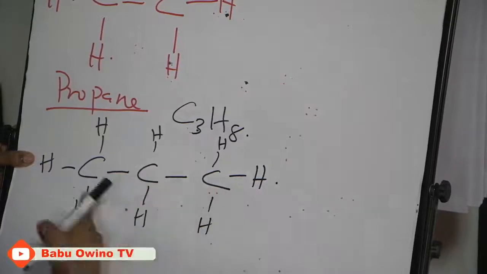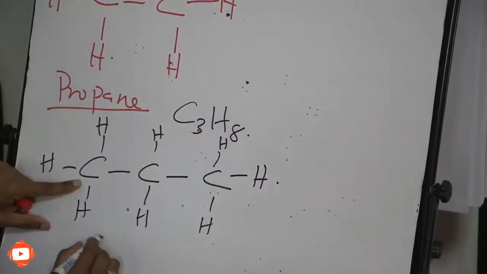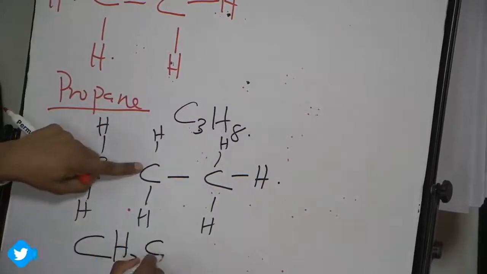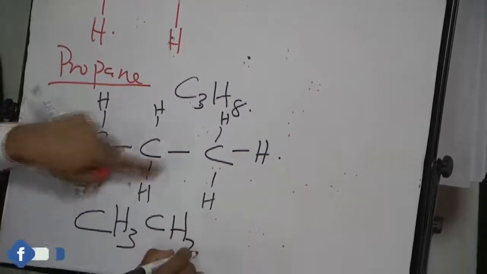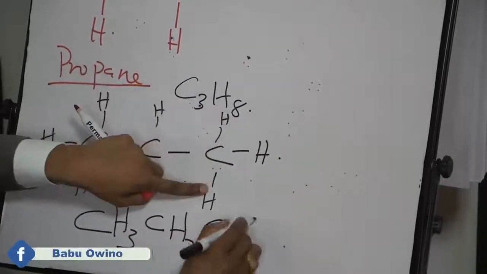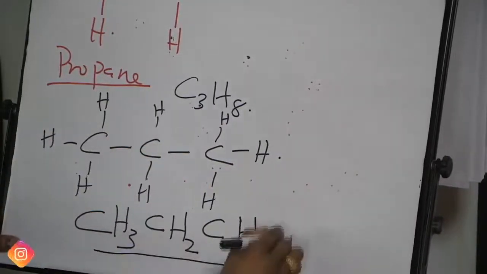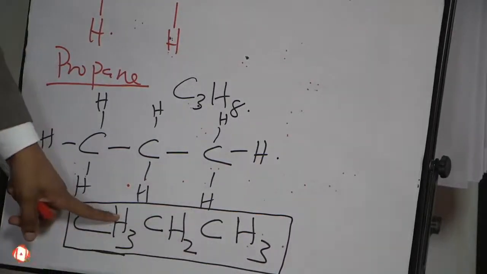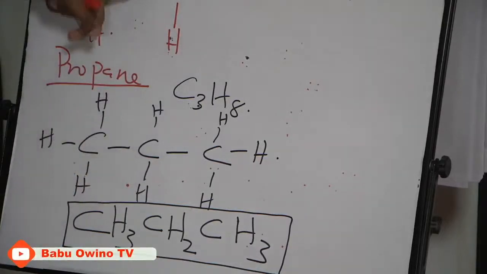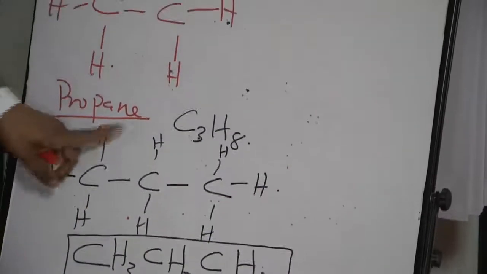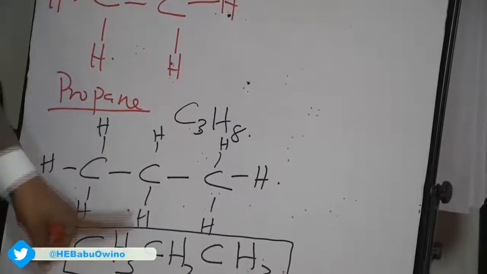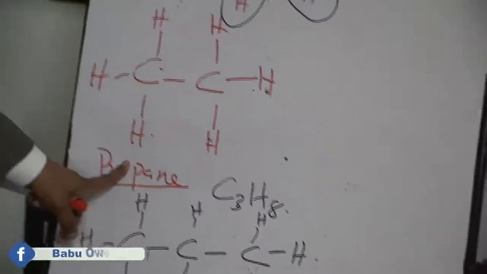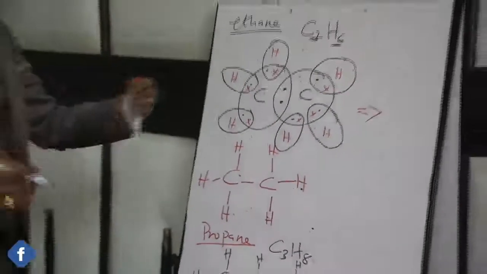This can also be written as this. You write C with how many hydrogen atoms? 3 hydrogen atoms. Then another C with 2 hydrogen atoms. Then another carbon with 3 hydrogen atoms. This is the closed structural formula for propane, but this is the open structural formula for propane. You can go on and on up to the 10th one.